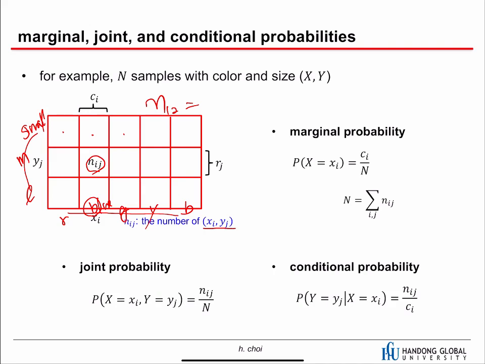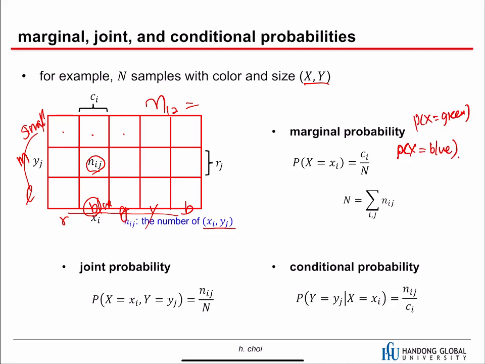Okay, first, the marginal probability is about one variable. In this case, we have two variables, x and y, but a marginal probability is all about one variable, so p of x or p of y. When we calculate the probability of x, then we don't care about y. And when we are interested in p of y, then we don't care about x. So in this case, probability of x means something like p of x is blue, or p of x is green. So we are interested in these kinds of probabilities.